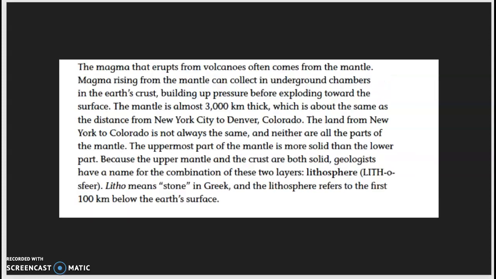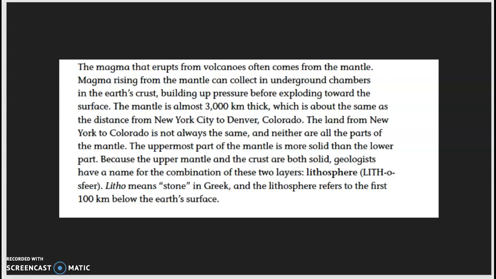The magma that erupts from volcanoes often comes from the mantle. Magma rising from the mantle can collect in underground chambers in the Earth's crust, building up pressure before exploding toward the surface. The mantle is almost 3,000 kilometers thick, which is about the same as the distance from New York City to Denver, Colorado. The land from New York to Colorado is not always the same, and neither are all the parts of the mantle.